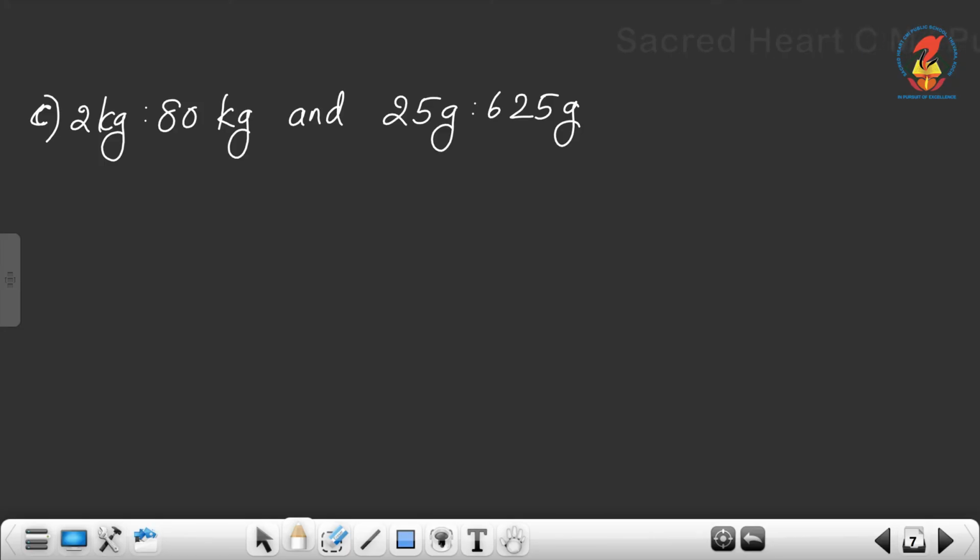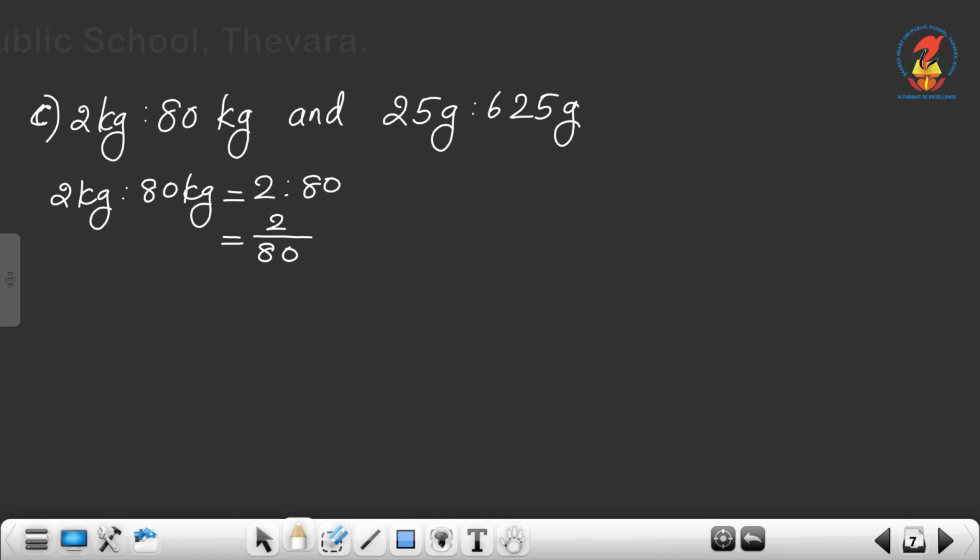Next question. 2 kilogram is to 80 kilogram and 25 gram is to 625 gram. First one, 2 kilogram is to 80 kilogram. So, we can write 2 is to 80, which means 2 by 80. We can divide both numerator and denominator by 2. So, you will get 1 by 40, which is equal to 1 is to 40.